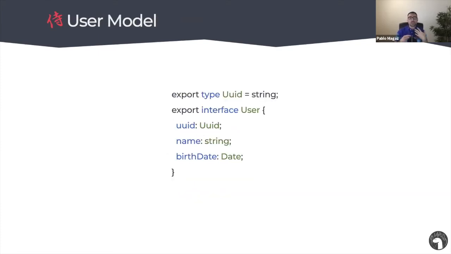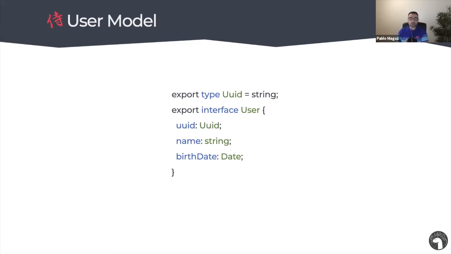If we want to create a REST API for users, in that case we need a user model, right? And as we can see, the model is pretty simple. It's just a neat interface with 3 very basic fields. First of all, we have the UID, which is the user unique identifier. Then we have the name, which is a string, and we have the birth date, which is a date object. Pretty simple, right? We also have a type alias for the UID, but this is basically a string.